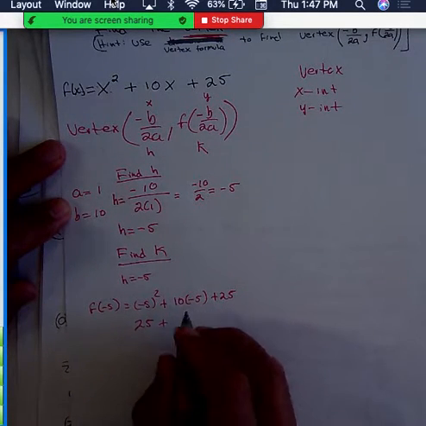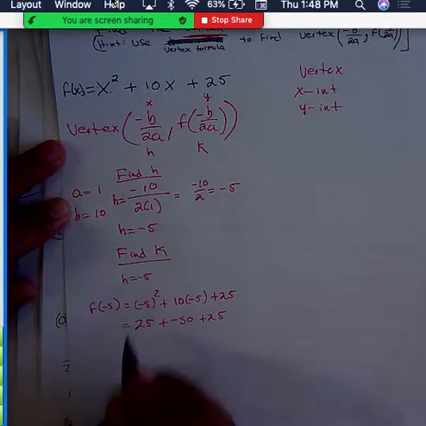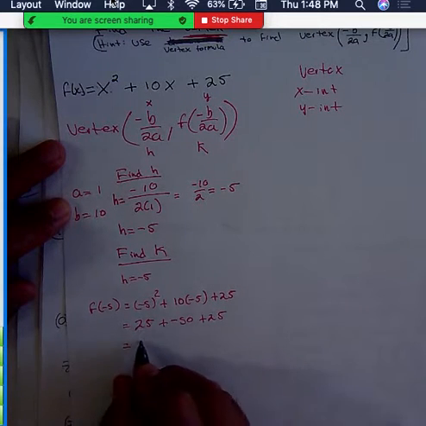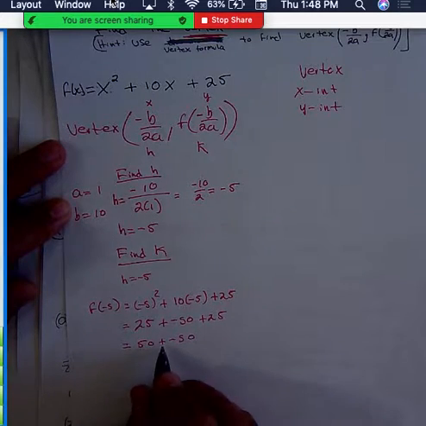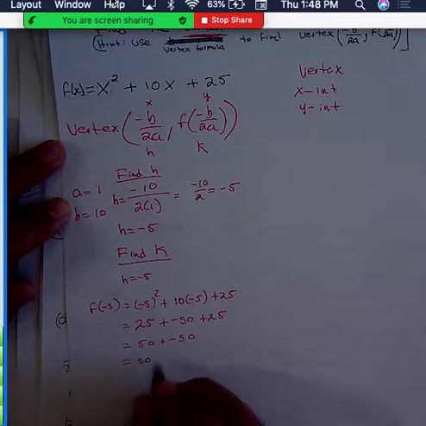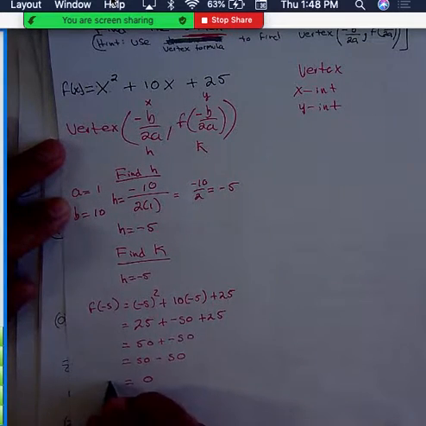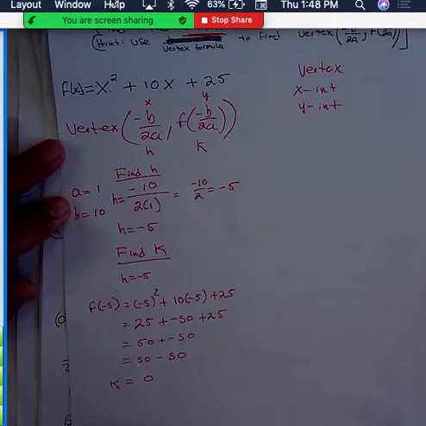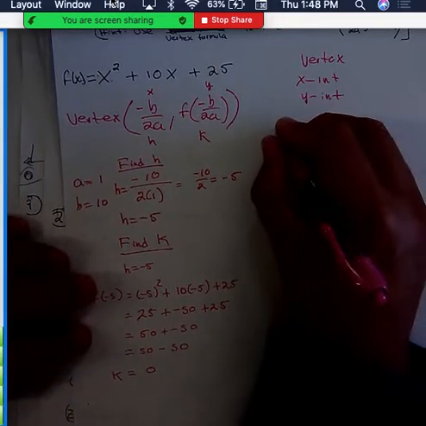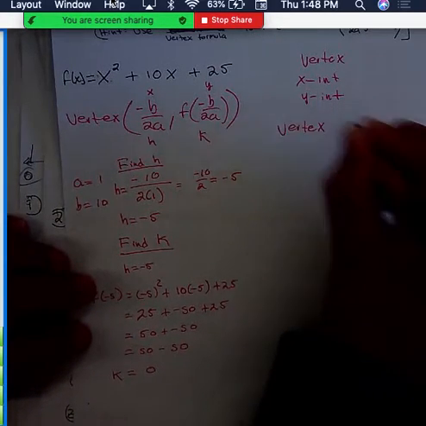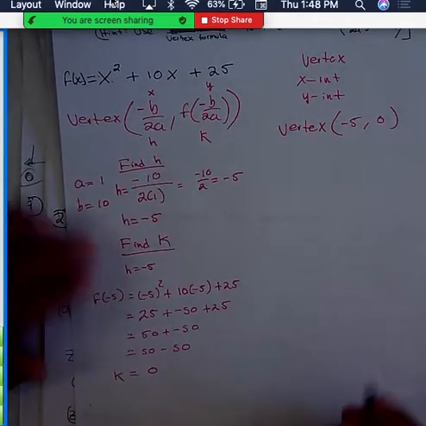10 times negative 5 gives me negative 50 plus 25. So it's going to give me 0, right? 25 plus negative 50, or you can rewrite it as 50 minus 50, gives me 0. So the k is equal to that. Did I do it right, Miss Ben? Check my work. So we found the vertex. The vertex is negative 5, 0, based on what I found here.